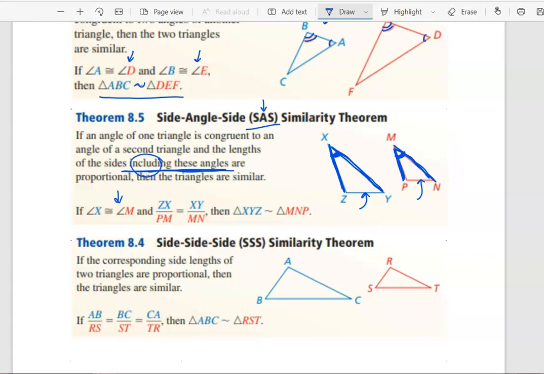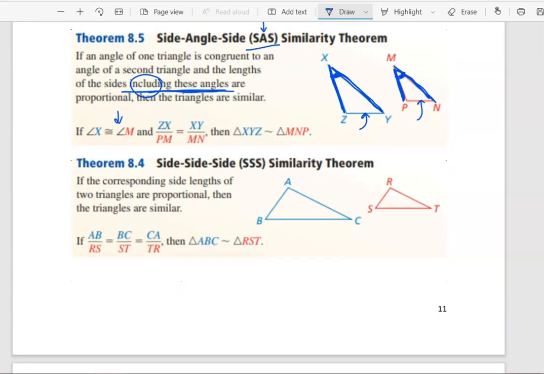And then the last theorem is the side, side, side, SSS theorem, and it's pretty much what it says, right? All three sides need to be proportional. So again, we've got to match up our sides. Short side needs to be proportional to the short side, medium side to medium, long side to long. That's how we're going to match these up when we do some examples. Look for the short sides, medium, and the long sides. And that's for side, side, side. And then we can say the two triangles are similar.